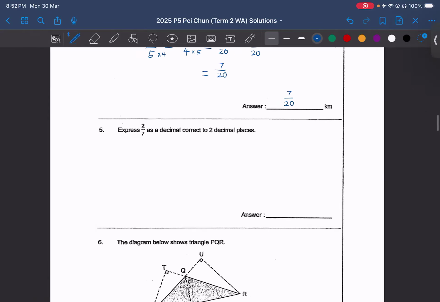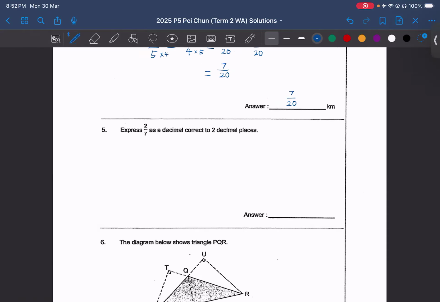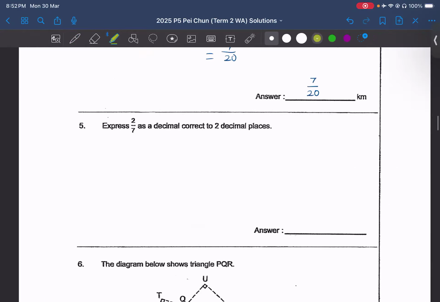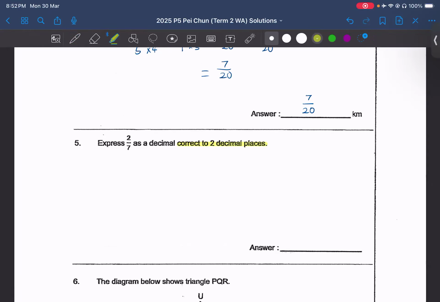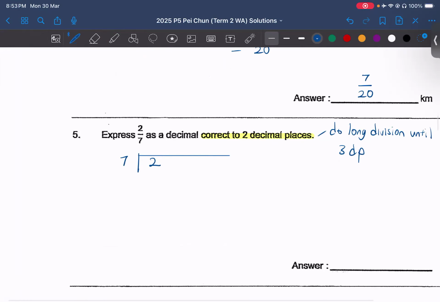Okay, now move on to question 5. Express 2 over 7 as a decimal, correct to 2 decimal places. So when they ask you to correct to 2 decimal places, it means you need to do your long division until 3 decimal places. Okay, so in this case, we are given 2 divided by 7. You realize that 2 cannot be divided by 7. So on top here should be a 0. And then multiply to come down.